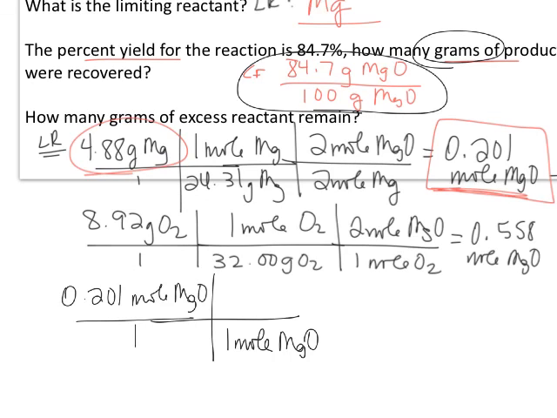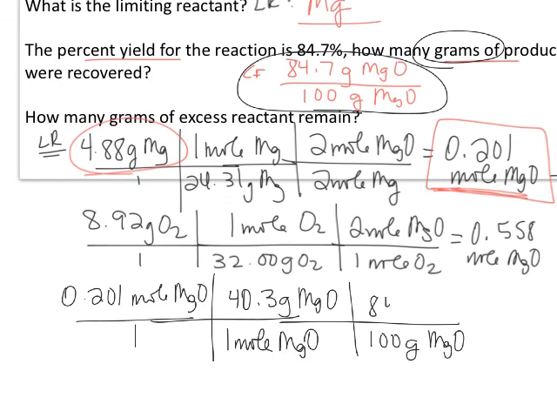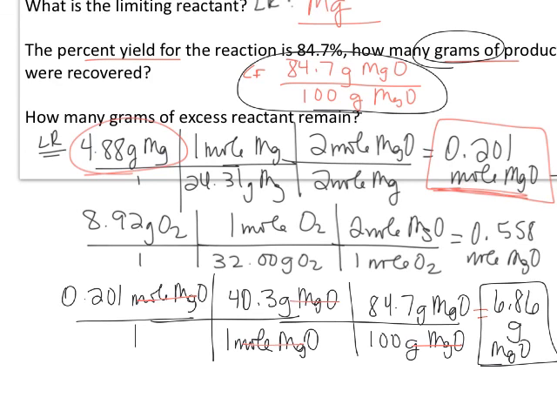1 mole of magnesium oxide equals, if you look at the periodic table, you'll see that that's 1 magnesium, 1 oxygen. Should be 40.3 grams of magnesium oxide. And then we can use our conversion factor. For 100 grams of magnesium oxide, we get 84.7 grams of magnesium oxide. So if you put this in your calculator, the moles cancel, the grams cancel, but you get grams here. And this ends up being 6.86 grams of magnesium oxide. So that is your answer, 6.86 grams.